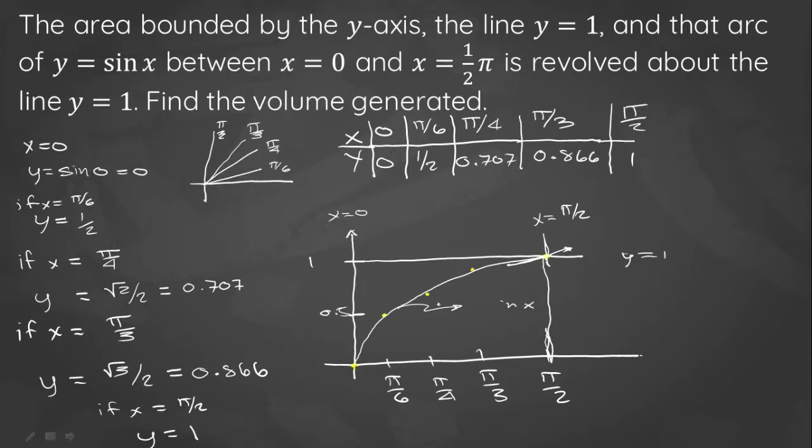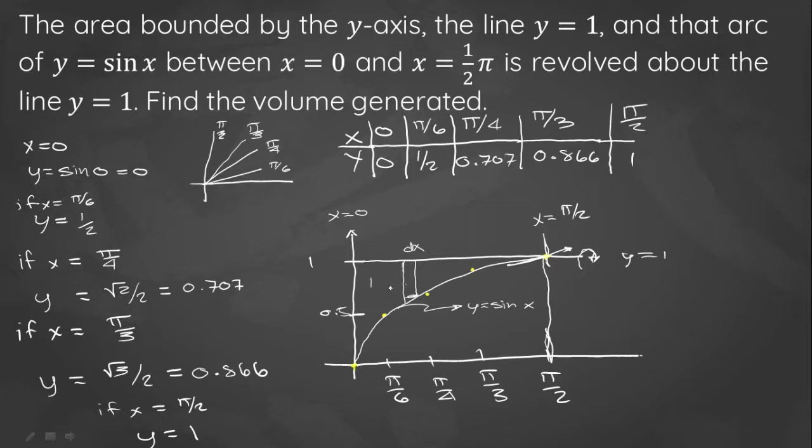Now, note that it is rotated along the line y is equal to 1. So notice that it is rotated along the x-axis. This will be our x-axis. So then we create a horizontal strip having the base as our dx, and this will become our length, which is equal to 1 minus y.